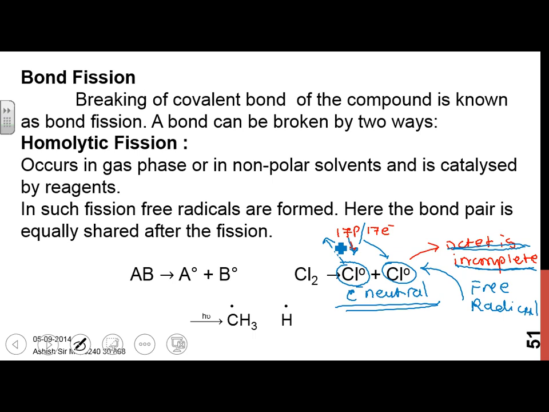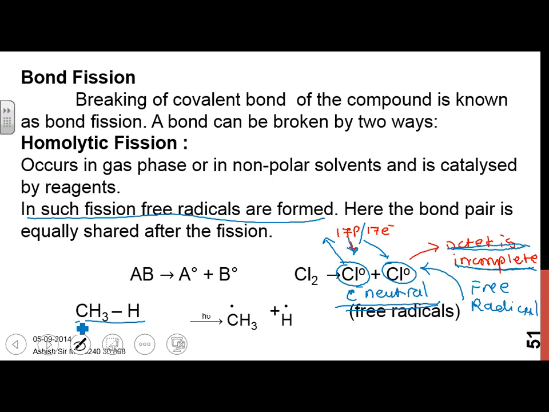After breaking of the bond, we produce free radicals over here. Free radicals means they have an incomplete octet and are neutral. They are going to react with someone else. The species which has an incomplete octet and is neutral is called a free radical. So here they say, in such fission, free radicals are formed. Another example.